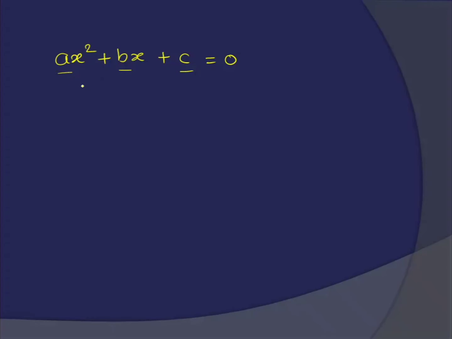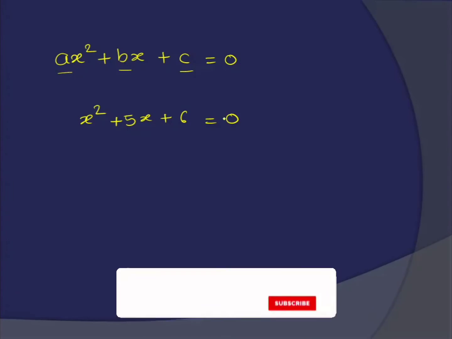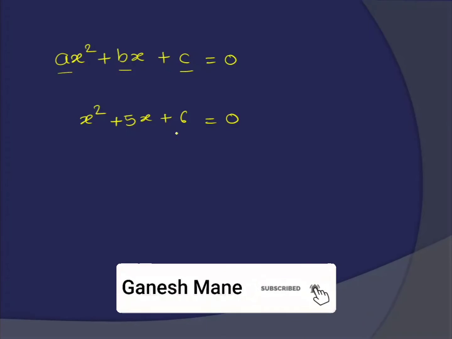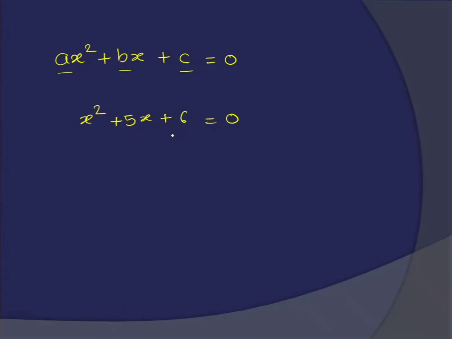Now we have studied how to find the solution of a quadratic equation if the quadratic equation is given. So let's have one example, that is x square plus 5x plus 6 is equal to 0. If this quadratic equation is given and we have to find its solution, then we can use various methods to solve this equation. The various methods by which we can find the solution of the quadratic equation are the factorization method, the perfect square method, or the formula method. Any of the methods can be used to find the solution of this equation.